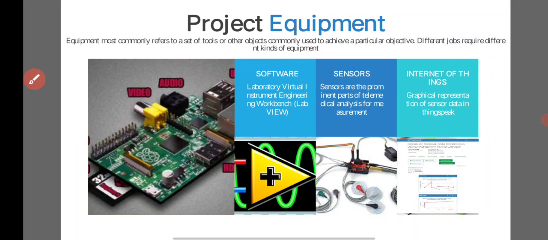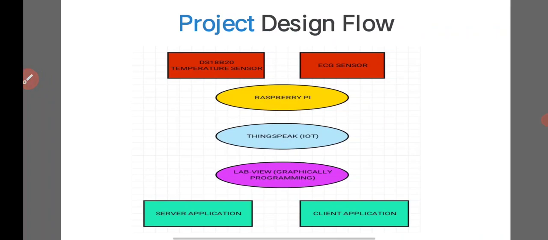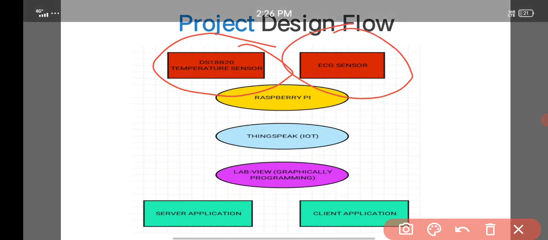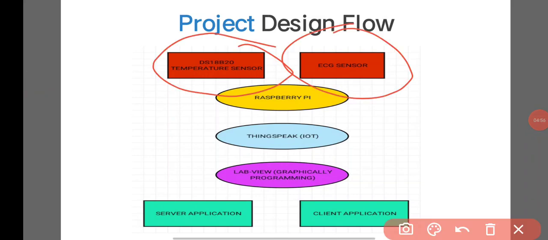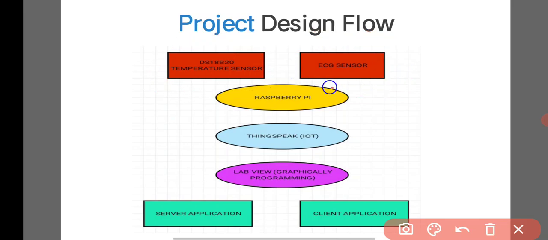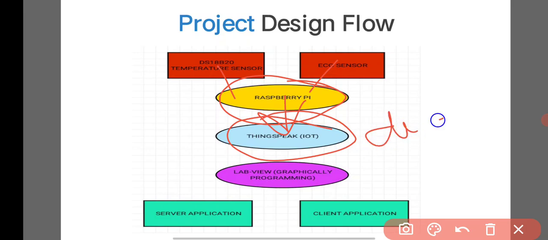Then comes the project design, or workflow design. This project has two sensor applications. One is the DS18B20 temperature sensor, then the ECG sensor. These two sensors are connected to the Raspberry Pi, and the Raspberry Pi sends the data from the sensors to the Internet of Things, or cloud. From the cloud we display it graphically in the LabVIEW interface.